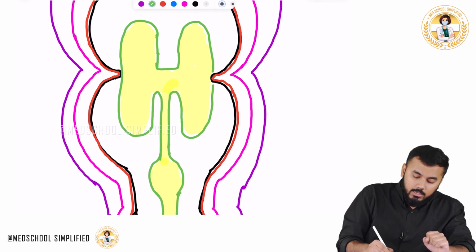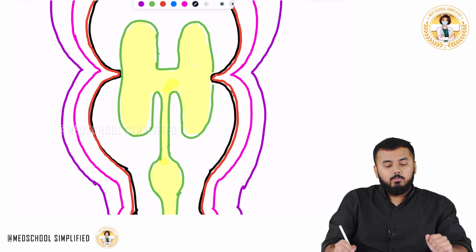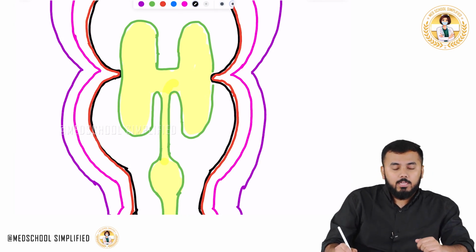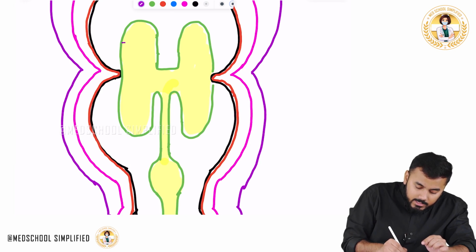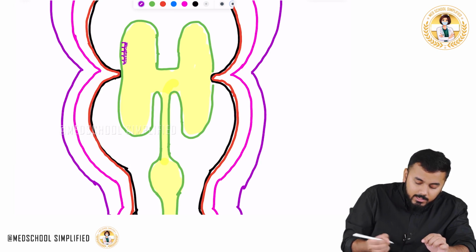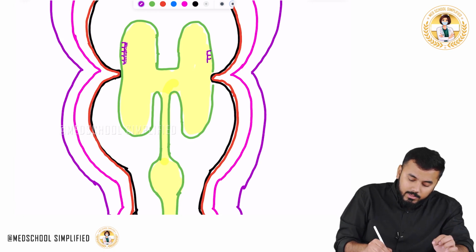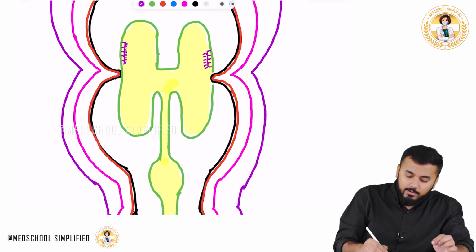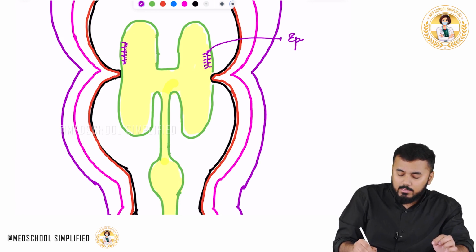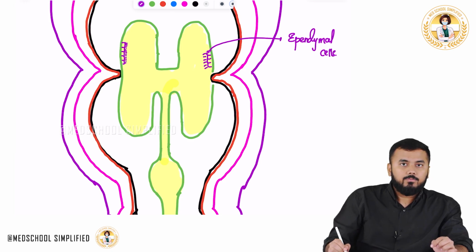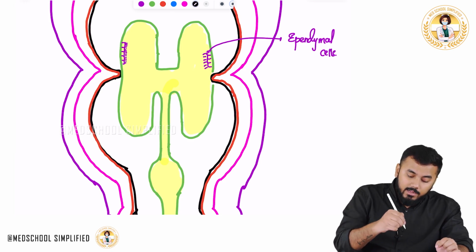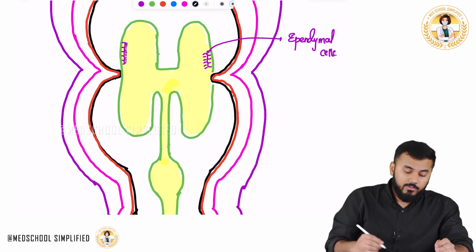Let me write one more important thing. Within the ventricles, the ventricles are lined by some epithelium, hair-like epithelium like this. This hair-like epithelium is nothing but called ependymal cells. So this hair-like epithelium which you can see, which is lining your entire ventricles, is called ependymal cells.